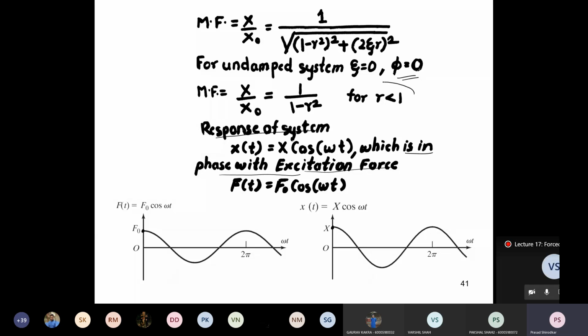When does this happen? When r is less than 1. Now if r is greater than 1, the denominator becomes negative. So for r greater than 1, the denominator becomes negative, and the response x(t) becomes minus x cos omega t.